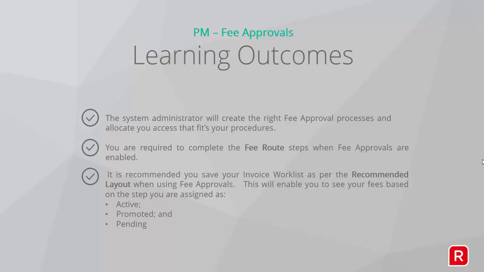So our learning outcomes today. Your system administrator will create the right fee approval processes and allocate you access that fits your procedures. If you think you need access to something that you don't have, then contact your system administrator. You are required to complete the fee route step when approvals are enabled. This is done either on the fee route page for each fee or from the work list.